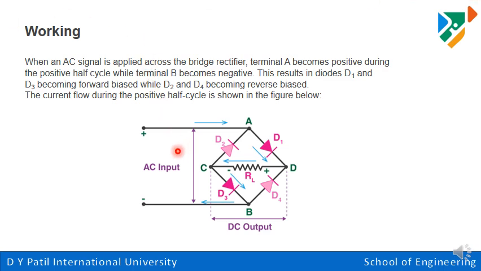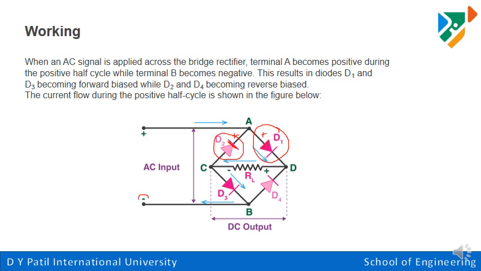Now how does it work? When we apply the positive cycle, this is the positive and this is the negative. So what will happen? Out of these, diode D1 is forward biased, as its anode gets the positive, while D2 acts as reverse biased because the cathode of D2 gets positive. So because of this, D2 is in reverse bias condition.